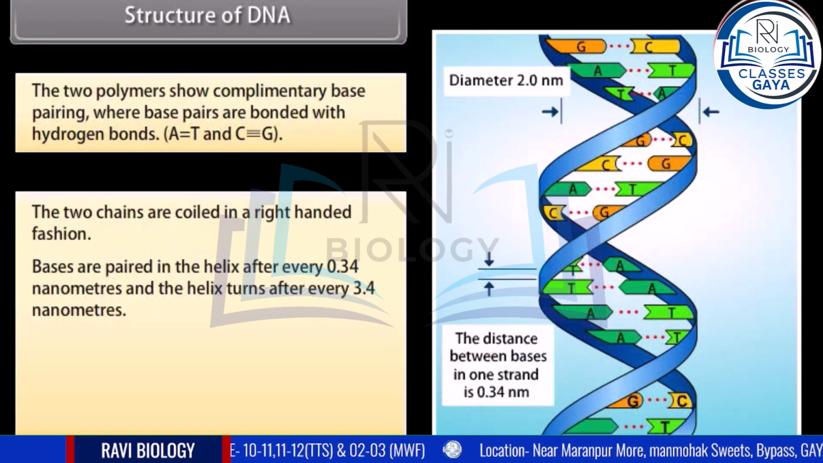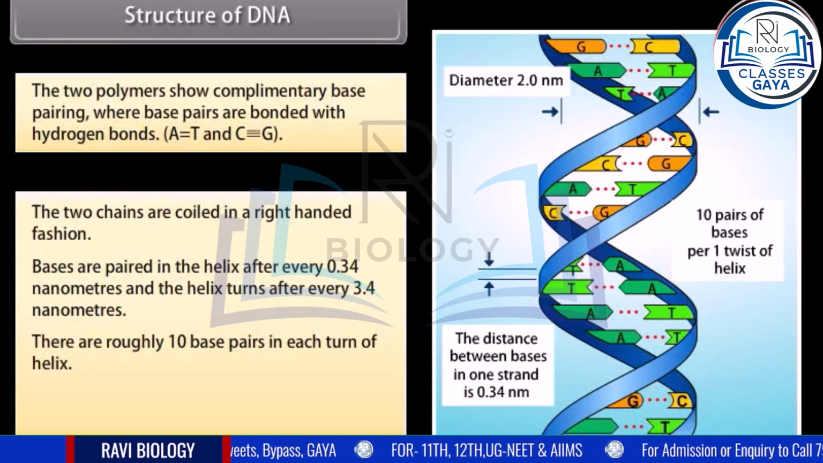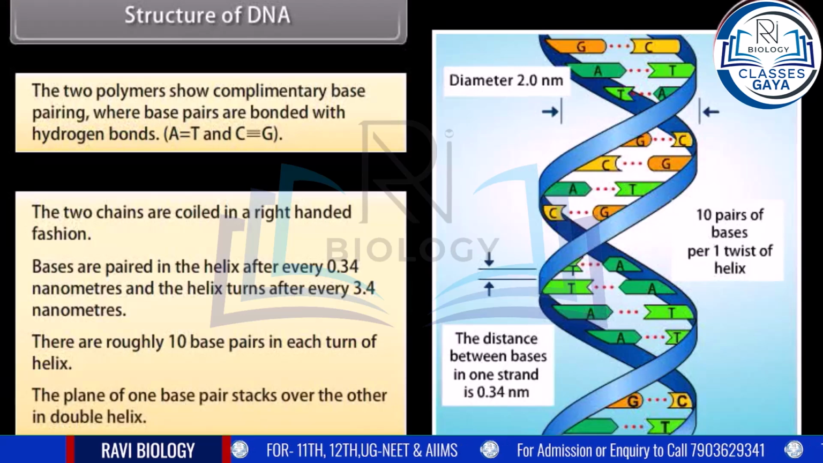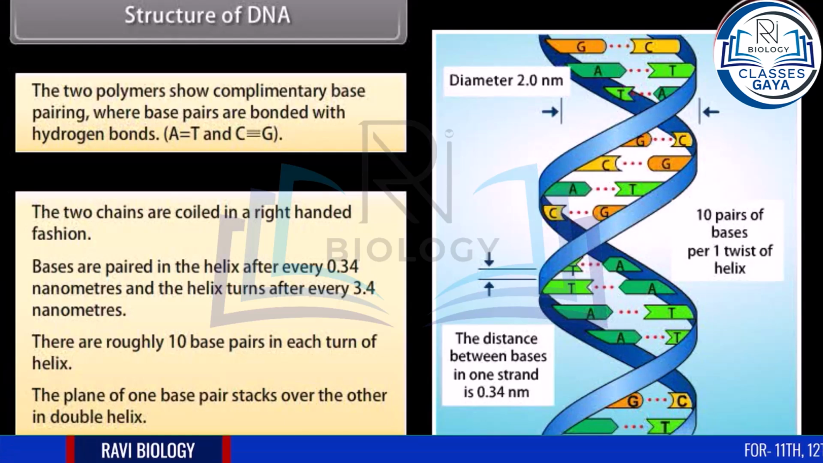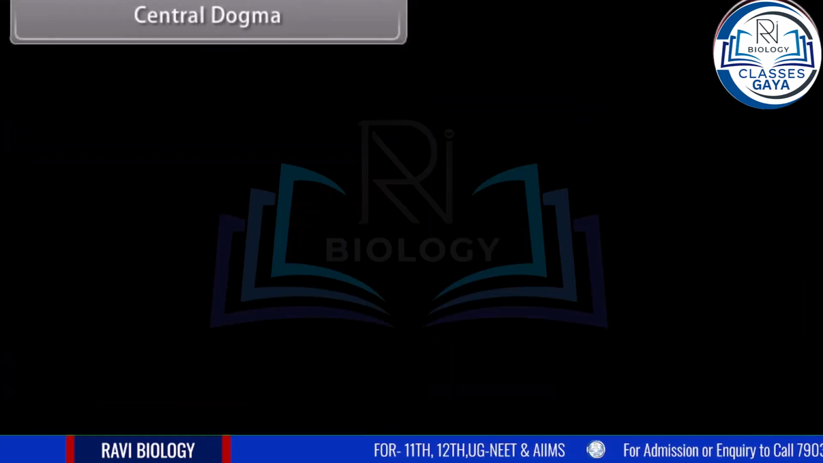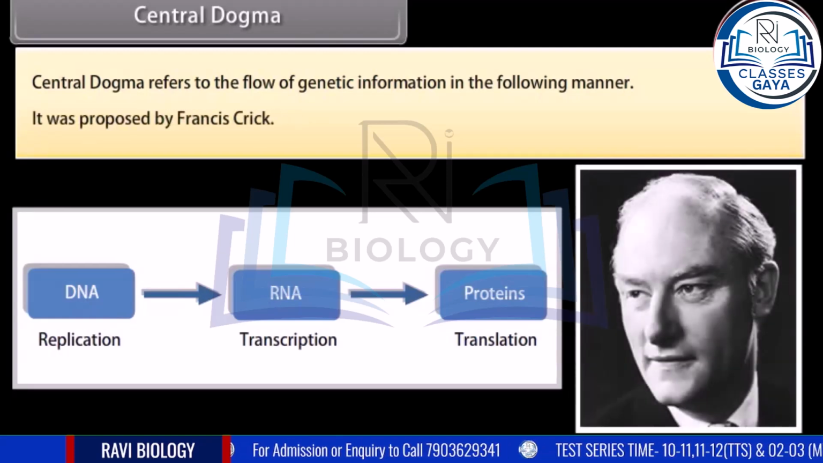Bases are paired in the helix after every 0.34 nanometers and the helix turns after every 3.4 nanometers. There are roughly 10 base pairs in each turn of helix. The plane of one base pair stacks over the other in double helix. Central dogma. Central dogma refers to the flow of genetic information in the following manner. It was proposed by Francis Crick.